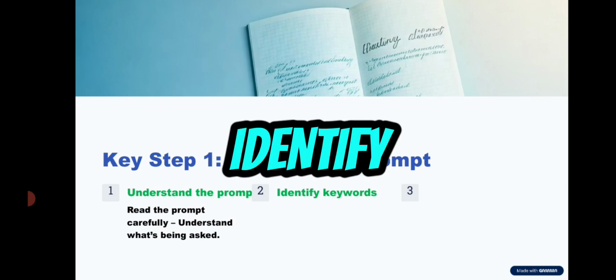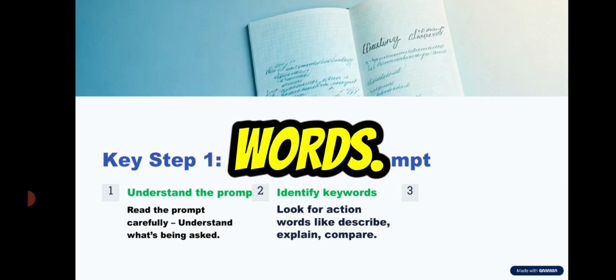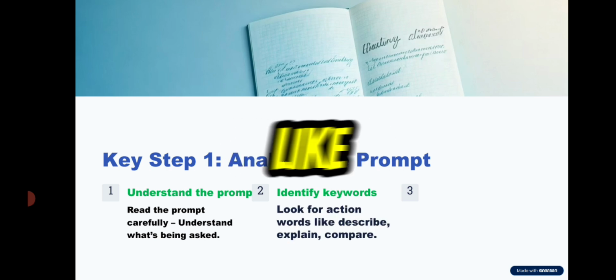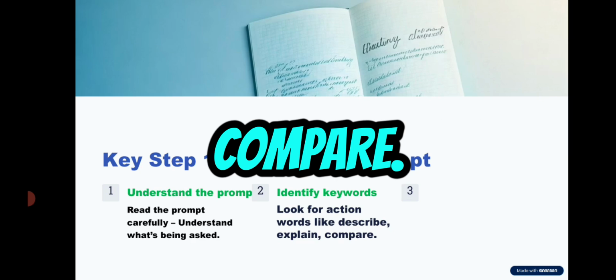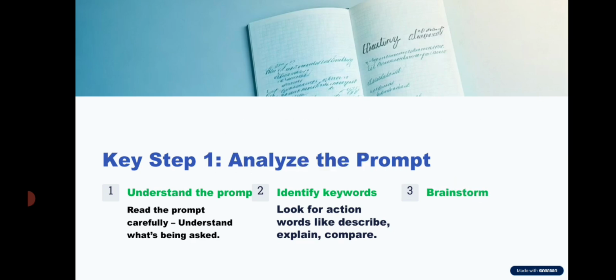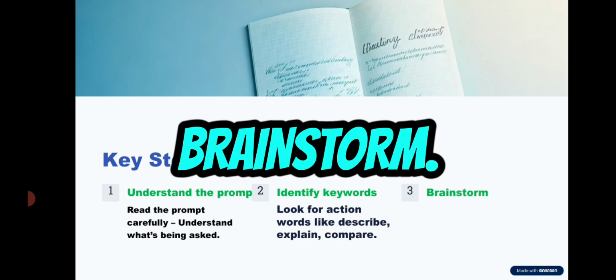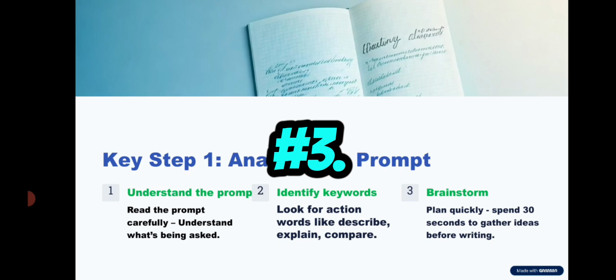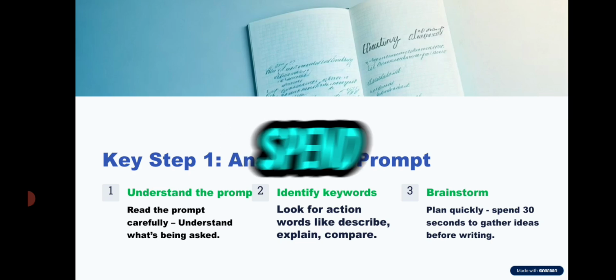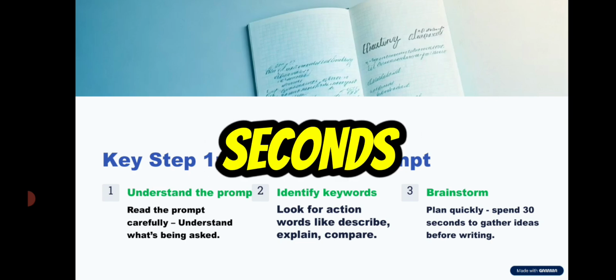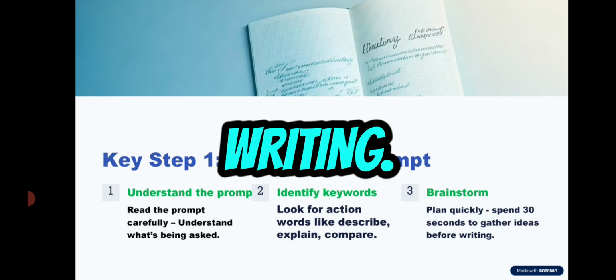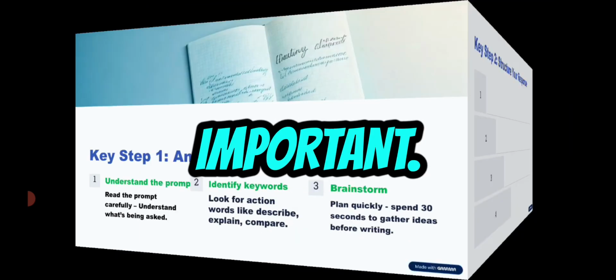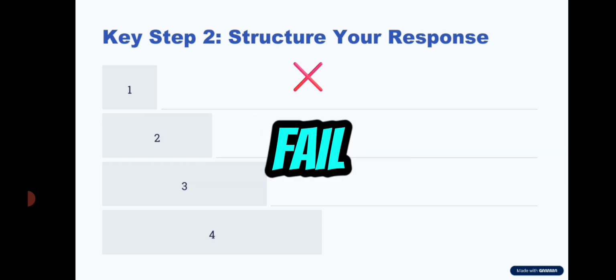Number 2, identify keywords. Look for action words like describe, explain, compare. All right? Brainstorm. That's number 3. Plan quickly. Spend 30 seconds to gather ideas before writing. This is very important, because if you fail to plan, you plan to fail.